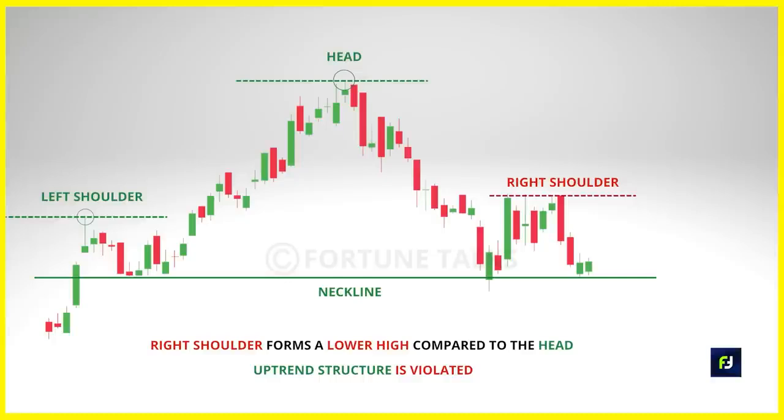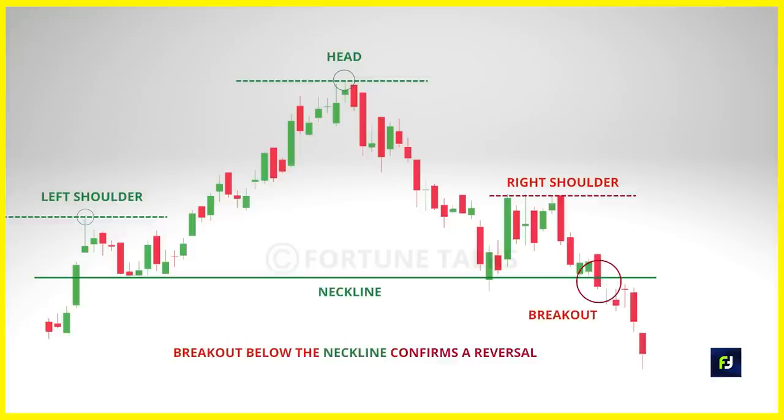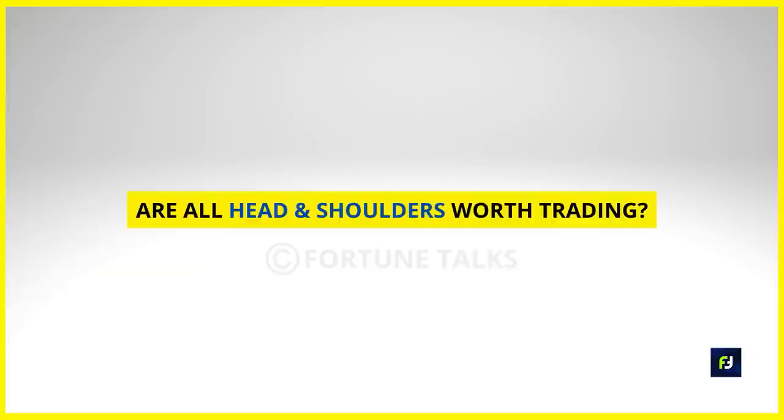Or in other words, the neckline is the last line of defense for the buyers. And if the price breaks below it, the market could head lower and begin the start of a new downtrend. So basically, the head and shoulder pattern signals a possible trend reversal as the buyers fail to push the prices higher. Are all head and shoulder patterns worth trading?